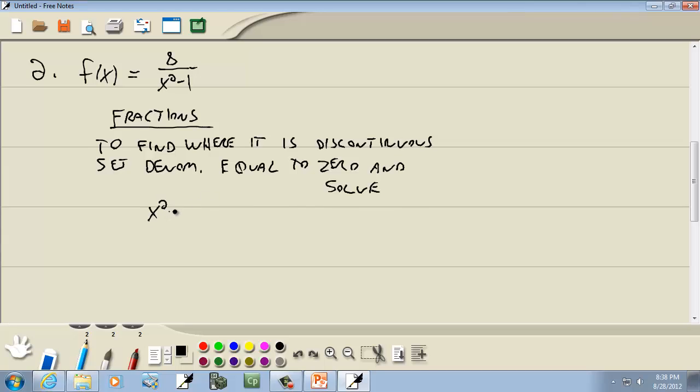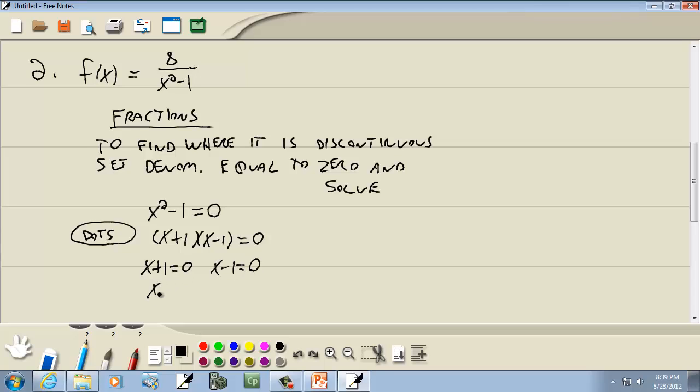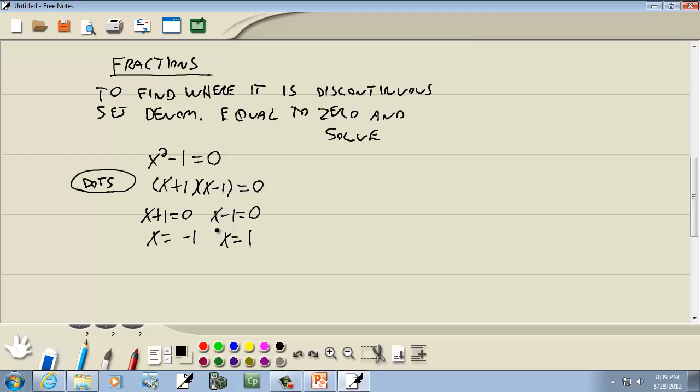So we have x squared minus 1 equal to 0. Now you could use the square root property to solve this, or just factor it. I'll go ahead and factor it. This is the difference of two squares. It factors as x plus 1 times x minus 1. The zero factor property says you get 0 on one side, you factor the other side, and you set each factor equal to 0. And we end up with negative 1 and positive 1. Now these are the areas where it's discontinuous.